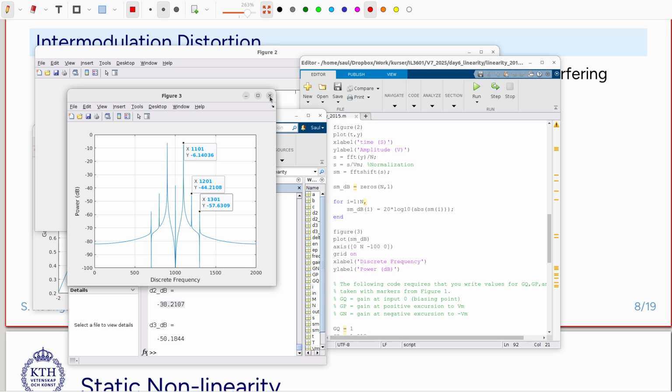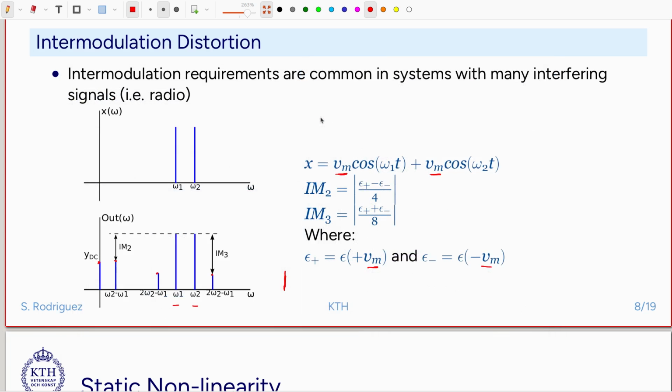Okay, so we know that we can use this equation. Then we can test it in Cadence.